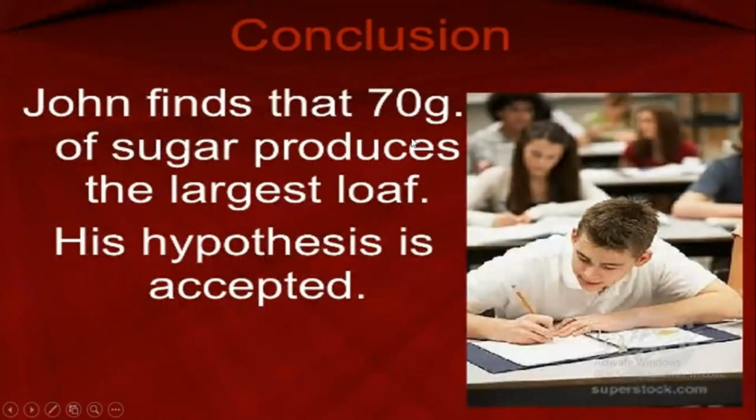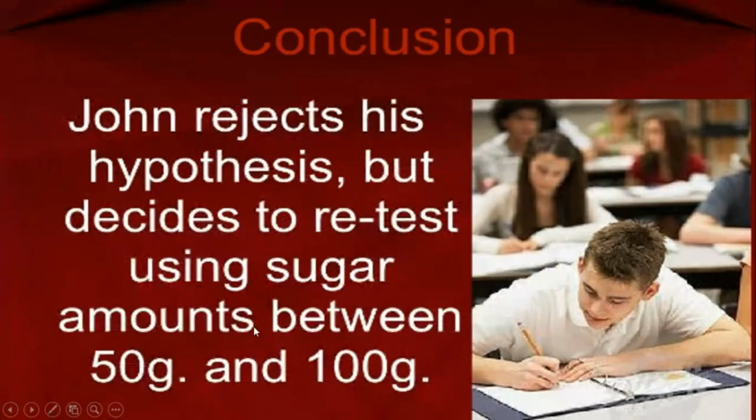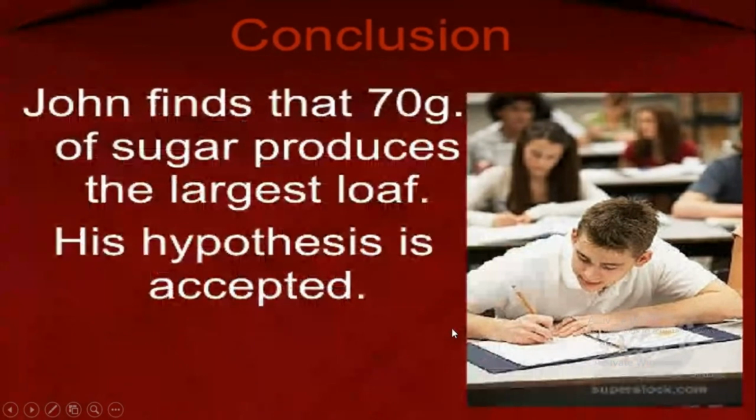So John finds that 70 grams of sugar produces the largest loaf. His hypothesis is accepted. Now, in the second experiment, while he was observing by adding different quantities of sugar, 50 grams, 60 grams, 70, 80, 90, and 100 grams, he observed that at 70 grams of sugar, the largest loaf appears, right? So his hypothesis in this experiment has been accepted.